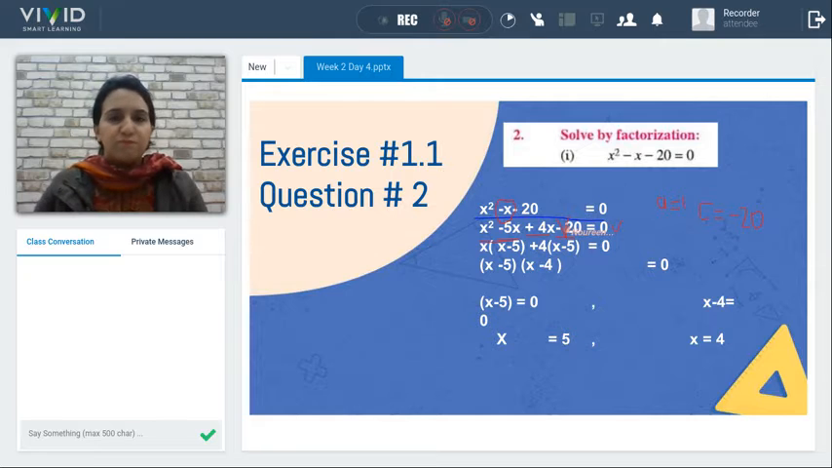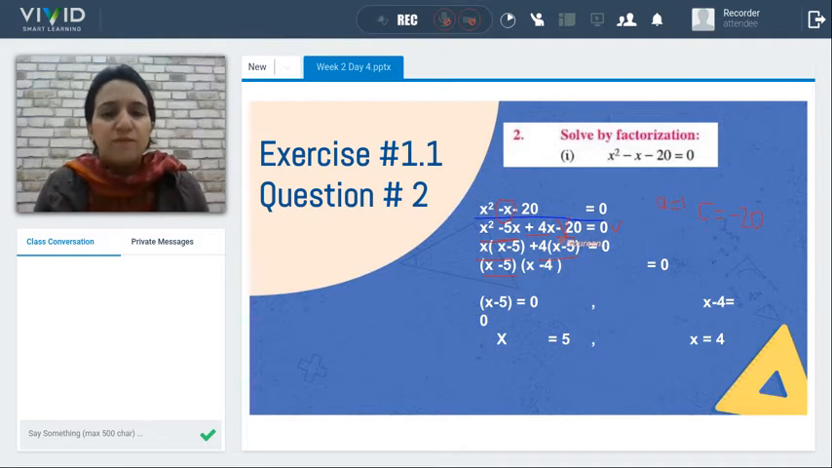From the other two terms we can take 4 common, because 4 is the least number which we can take common. In the brackets we are left with x minus 5, because 4 times 5 is 20. After this you can see that this is the first term, x into x minus 5, and 4 into x minus 5 is the second term. From these two terms we can say that we have x minus 5 in common. Both of them have x minus 5, so we take x minus 5 common and we are left with x plus 4 over here. This is x plus 4.